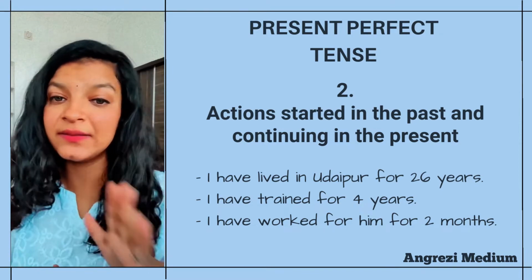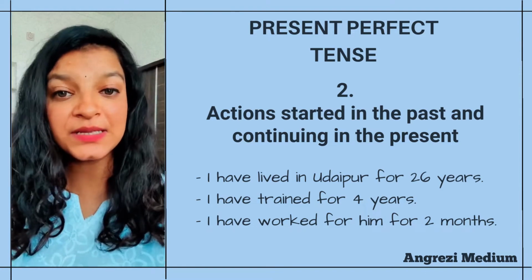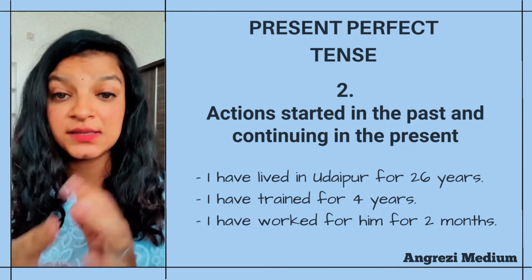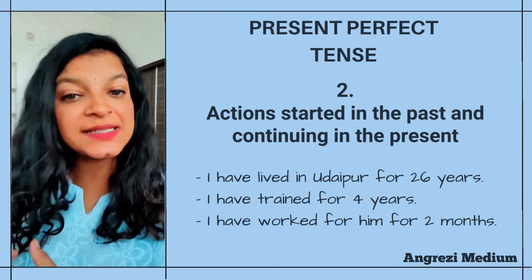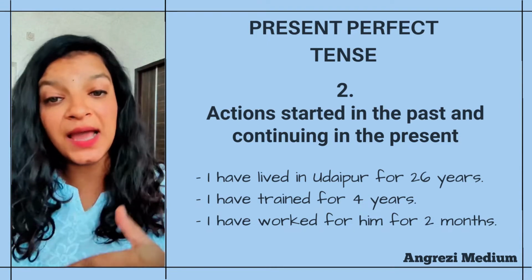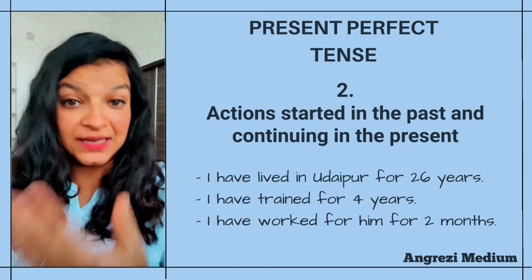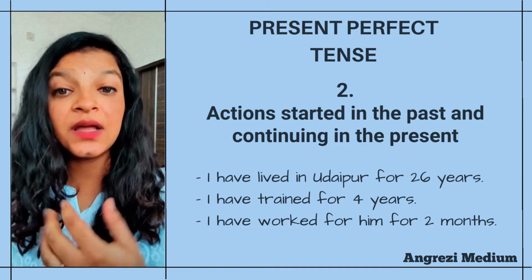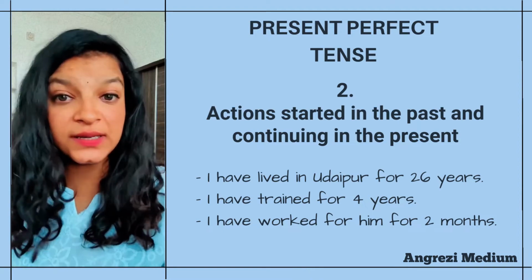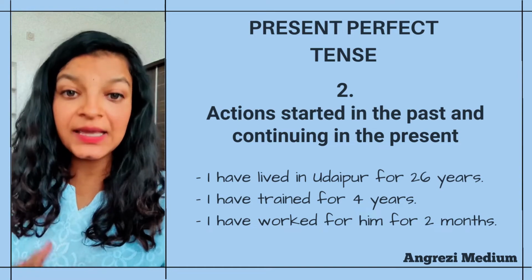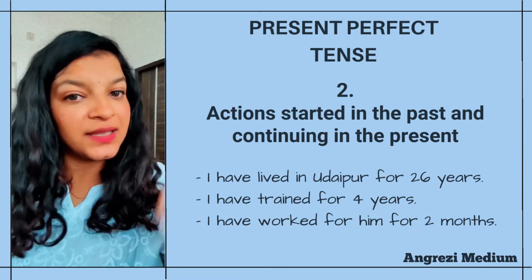The second application is to talk about an action which started in the past and it's still continuing in the present. Look at some examples. I have lived in Udaipur for 26 years. So this will mean that for 26 years I have lived here and I'm still continuing to live in Udaipur itself. Let's look at another example. I have trained for 4 years. This will mean that I have completed 4 years of training and I am still continuing the same thing.